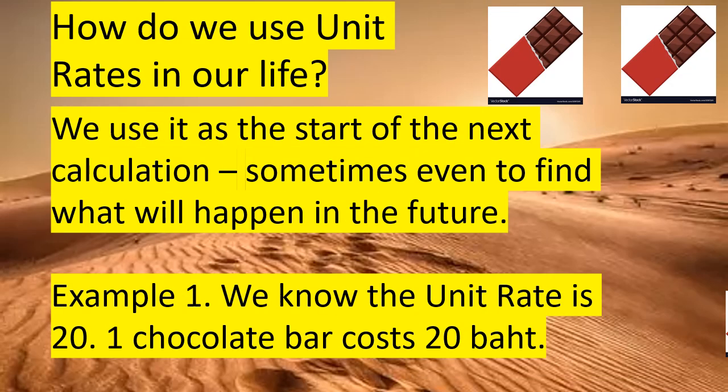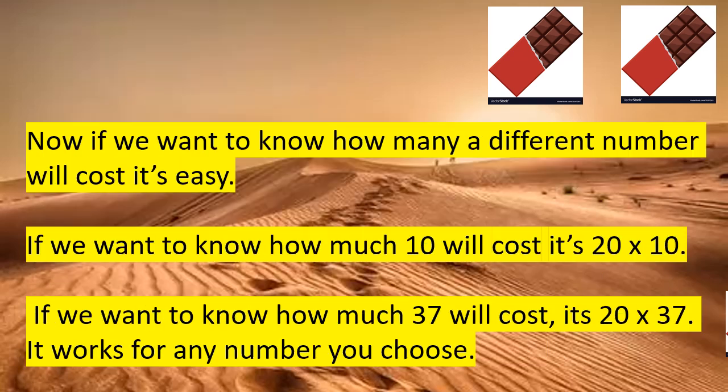So how do we use unit rates in our life? We use it as the start of the next calculation, sometimes even to find what will happen in the future. So for example, we know the unit rate is 20. One chocolate bar costs 20 baht. Now, if we want to know how many a different number will cost, it's easy. If we want to know how much 10 will cost, it's 20 times 10. If we want to know how much 37 will cost, it's 20 times 37. It works for any number you choose.